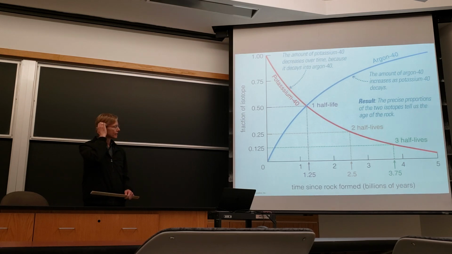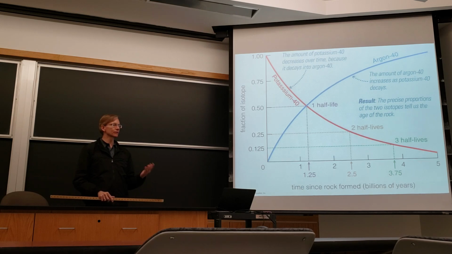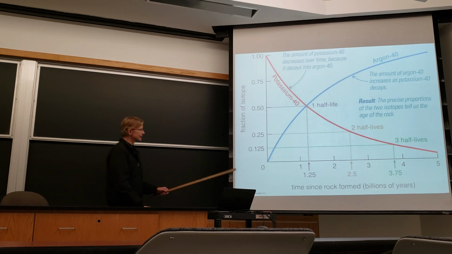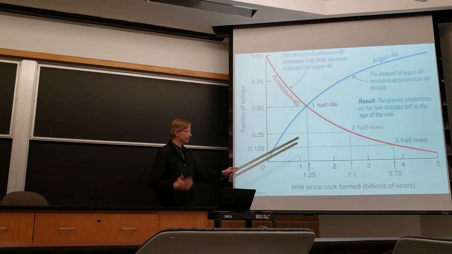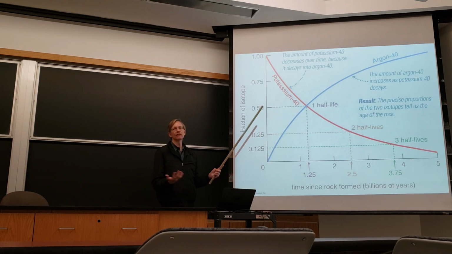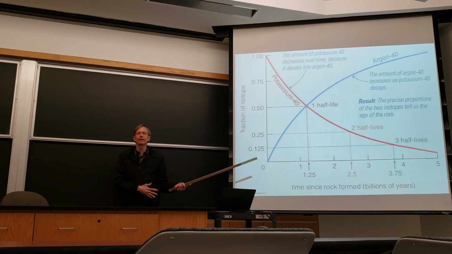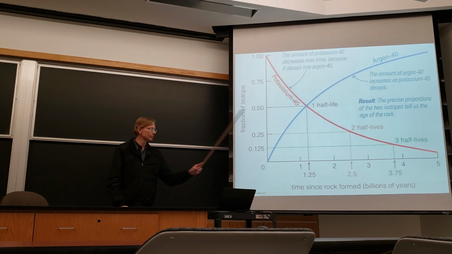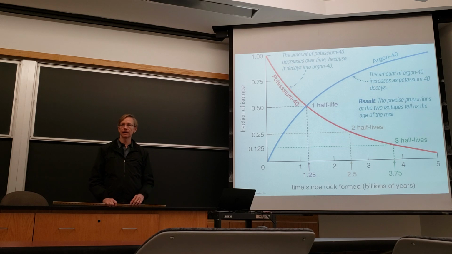And so that's what it comes down to. In other words, if you know what fraction of the original potassium-40 is still there, you can figure out how many half-lives old the rock is. Given that the half-life is 1.25 billion years, you just multiply the number of half-lives times 1.25 billion years, and that is the age of the rock.